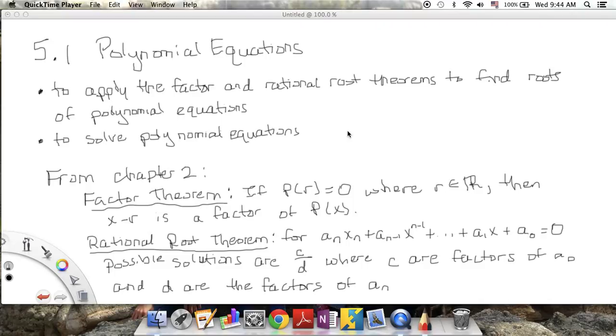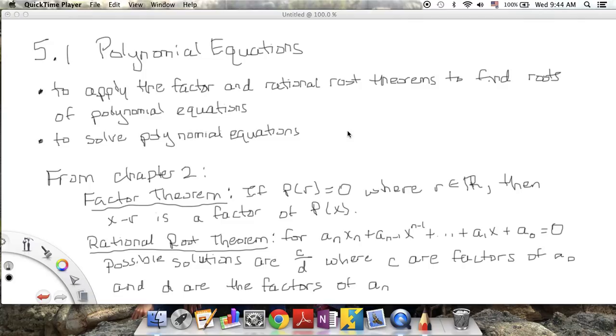Today we're going to talk about section 5.1, which is polynomial equations. This should be a big time review, and you should have gotten this stuff down from previous chapters, so hopefully this will solidify everything that we had. We're going to apply the factor and rational root theorems that we learned in chapter 2 to find roots of polynomial equations, and we're going to solve polynomial equations.